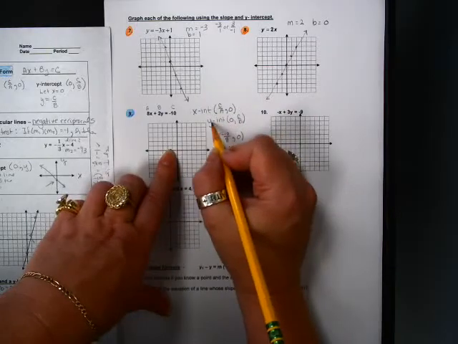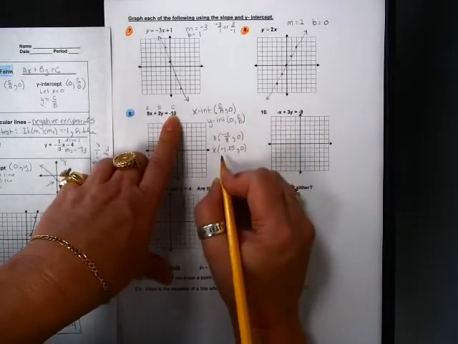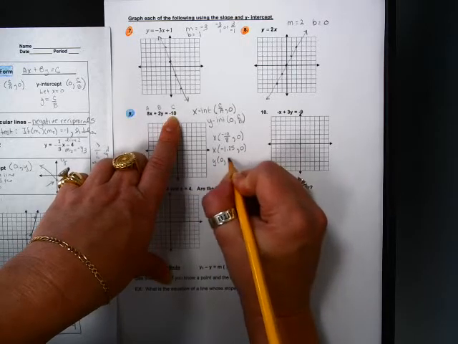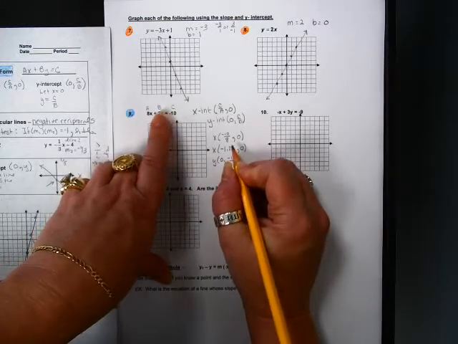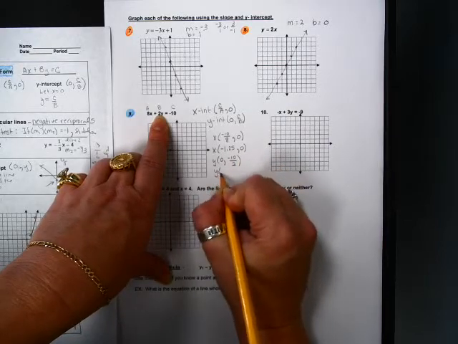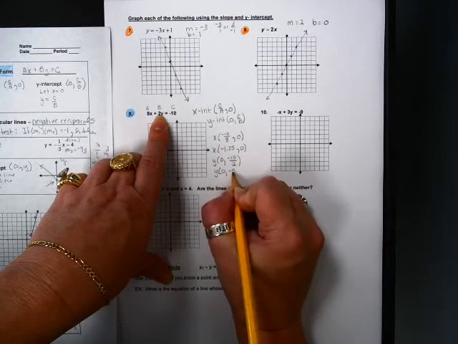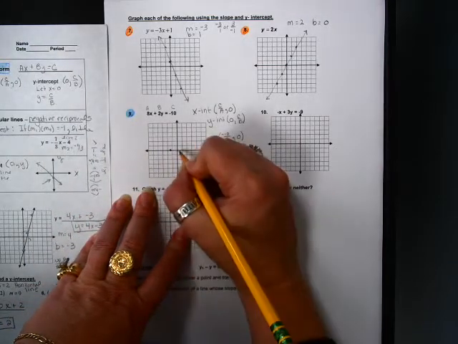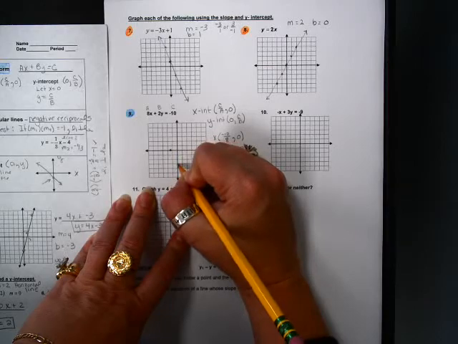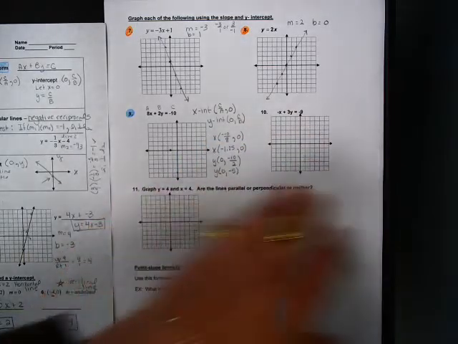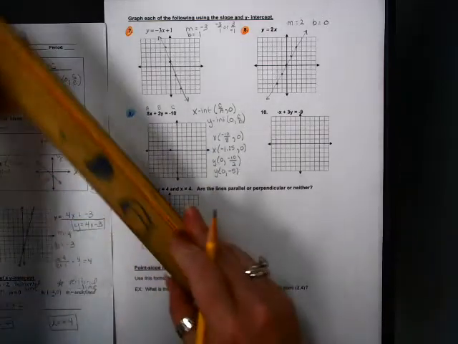Now I have to find the y. y is going to be 0, comma, negative 10 divided by b, which is 2. So here, y is going to be at negative 5. So here, I don't move right or left, but I go down 5. 1, 2, 3, 4, 5. So this one, I'm going to use a straight edge, and I'm going to connect my dots.